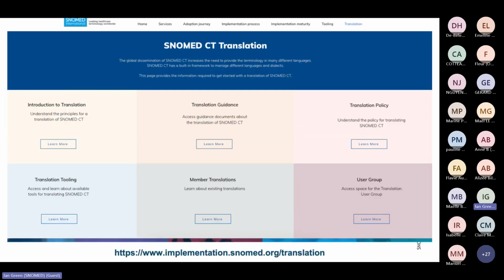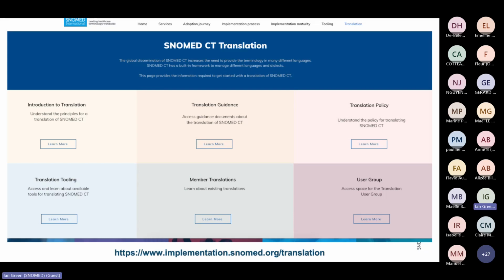Just in terms of translation, Anne produced this, so there's some guidance around translation. It's at implementation.snomed.org/translation.